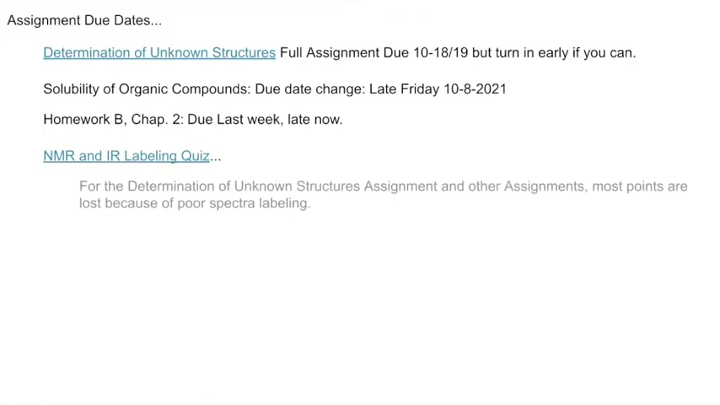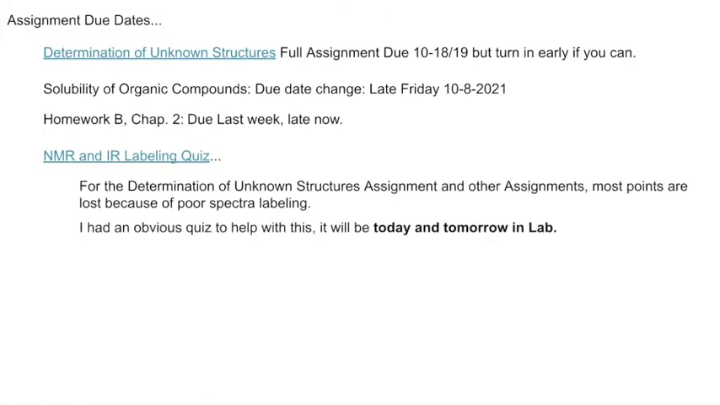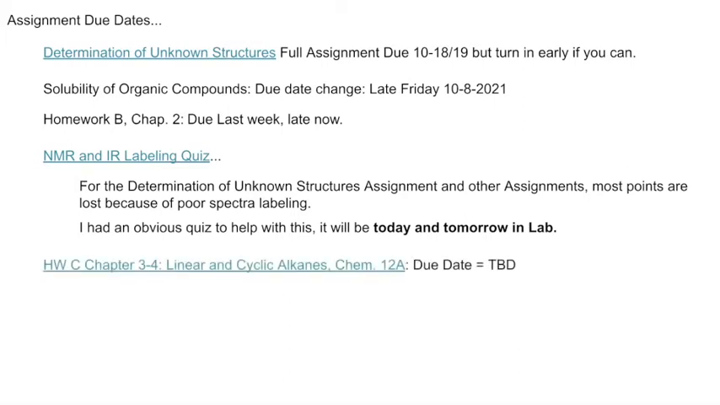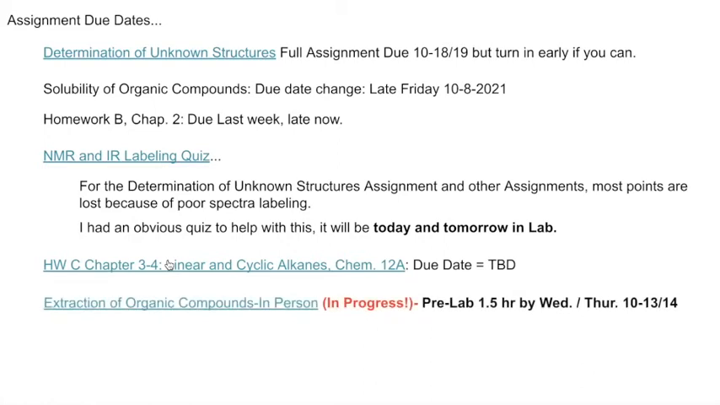NMR and IR spectra labeling. I have an open quiz where I give you the quiz ahead of time and the answer key. And that's today and tomorrow in lab. So study, practice that, get full points on it. And then the homework C, I'll let you know when that's due after we finish chapter 4, which we're starting today.